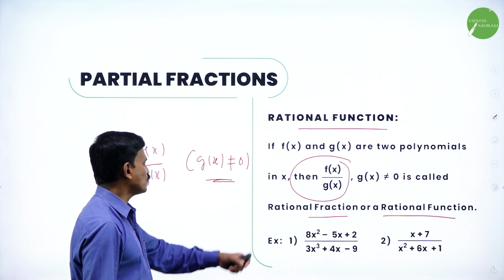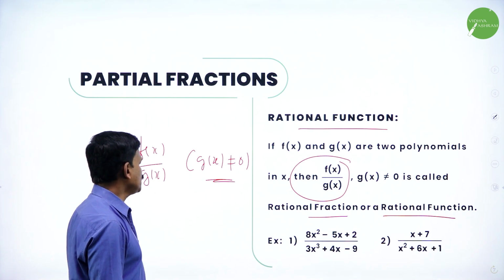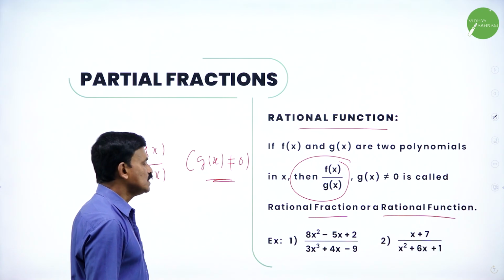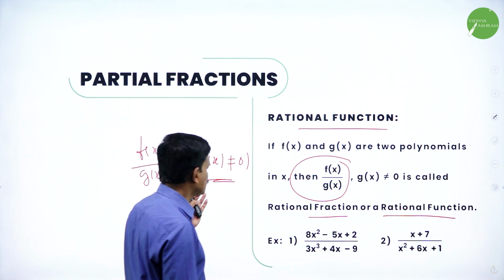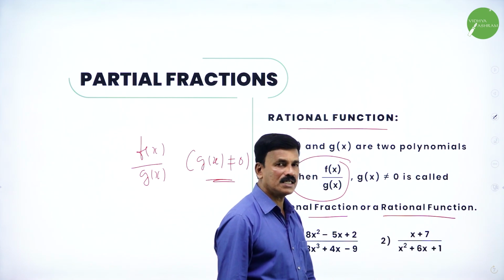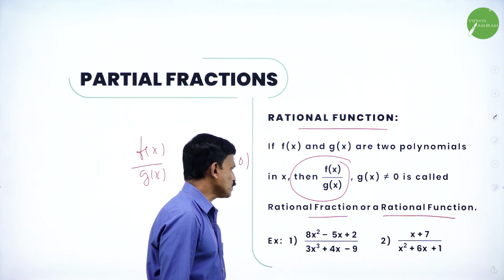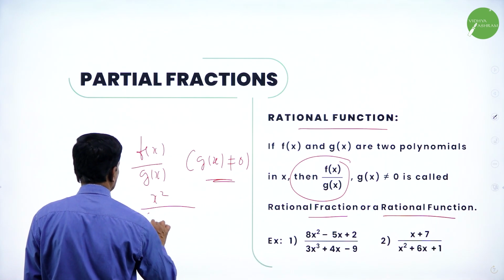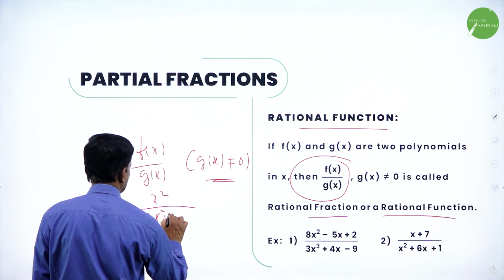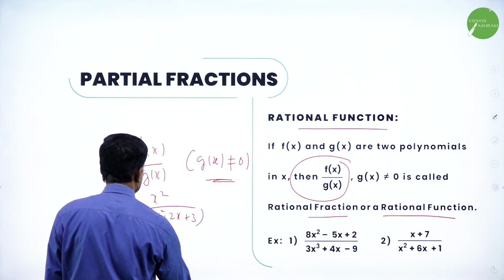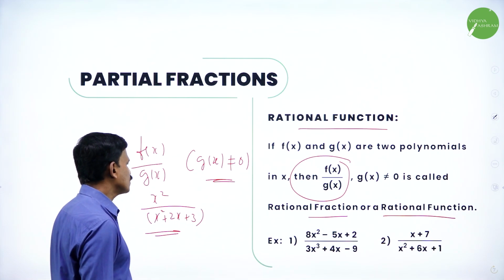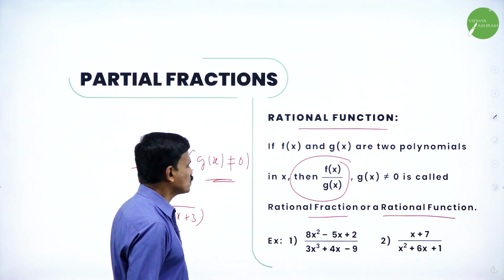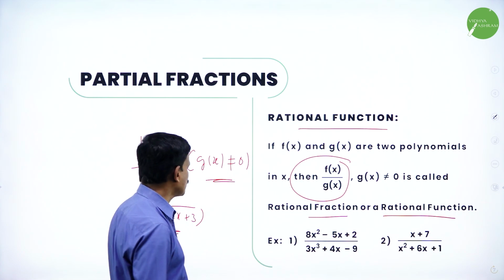Now let us consider, for example, (8x² - 5x + 2) divided by (3x³ + 4x - 9), which is an example of a rational fraction or function. Similarly, (x + 7) divided by (x² + 6x + 1) is also an example. Or we can also write x² divided by (x² + 2x + 3). This is also an example of a rational fraction. So any expression of the form f(x) by g(x) is called a rational fraction.